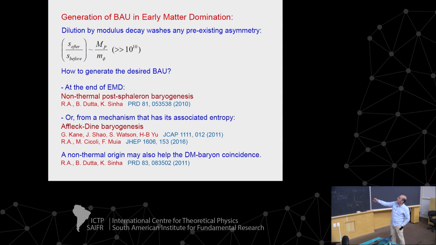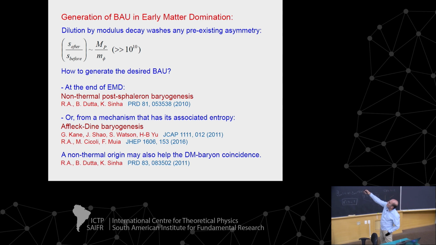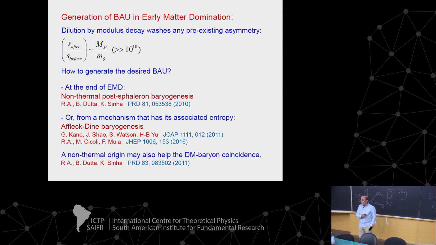So baryon asymmetry. Back to Pasquale's point, modulus decay: the entropy release dilutes everything that was produced early. So if you have a baryon asymmetry, you can find the dilution factor, and for typical moduli the dilution factor comes out much larger than 10^10. So even if you initially produce an order 1 baryon asymmetry, it's already diluted. You are forced to generate the baryon asymmetry again, or for the first time, during EMD or after EMD ends. So there are 2 ways to do this.